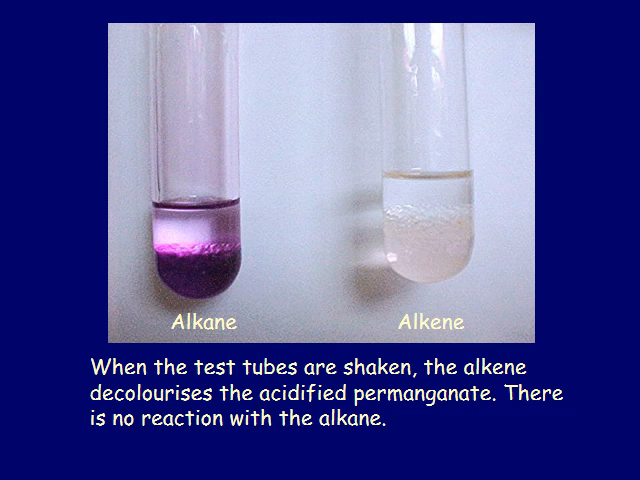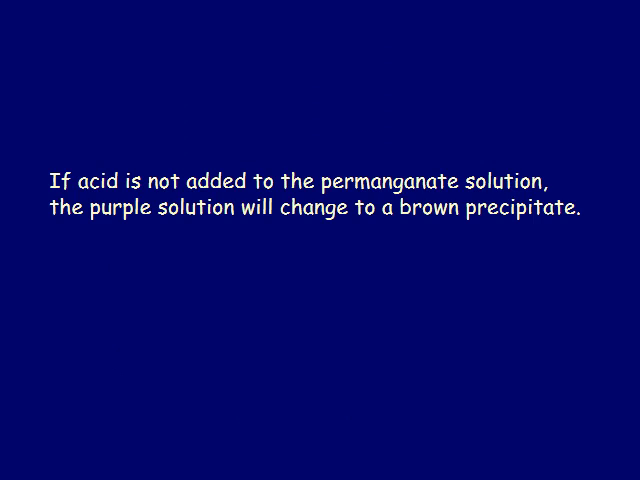When we shake the test tubes, the alkene decolorizes the purple acidified permanganate, as you can see here. And there is no reaction with the alkane. Reaction with the alkene, no reaction with the alkane, because the alkane has saturated bonds, and the alkene has unsaturated bonds. Because the alkene has unsaturated bonds, it allows the potassium permanganate to oxidize that double bond. If acid was not added to the permanganate solution, the purple solution would change to a brown precipitate, which is something you should probably come back to in the redox or oxidation reduction chemistry section.